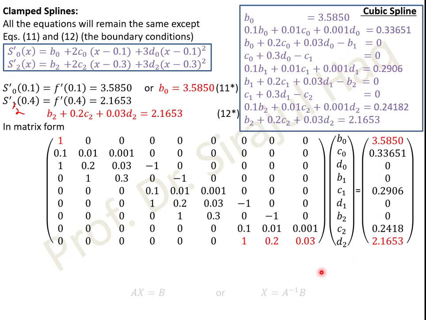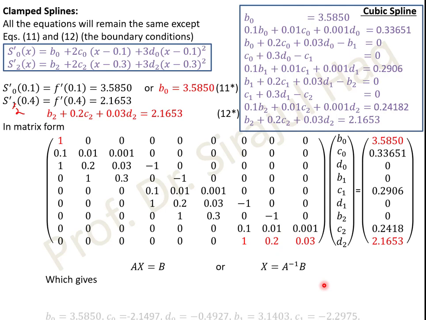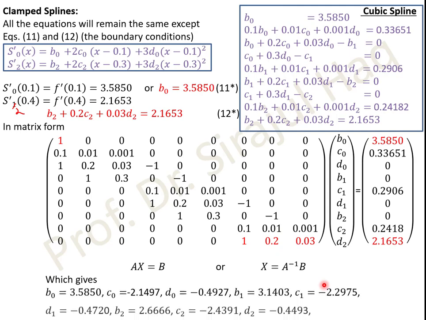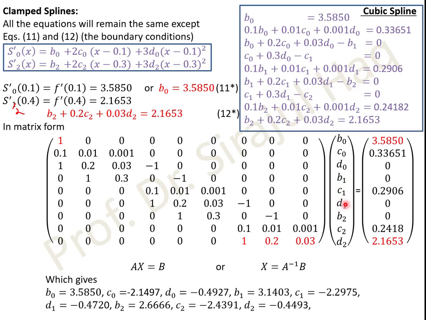Again, in matrix form, this can be written as Ax is equal to B. The coefficient matrix, I denoted by A. This is the variable column matrix, which I represented by X, and the right hand side, these are the known quantities from this system, which is given by B. And again, you can find the inverse of this matrix and find the values of the unknowns B naught, C naught, D naught, B1, C1, D1, B2, C2, D2. So you can see that there is a slight change in the values of these unknowns.